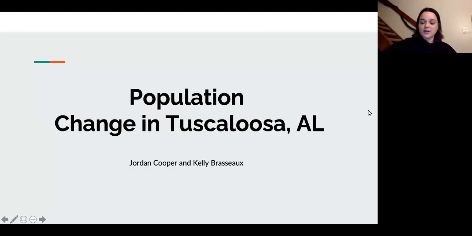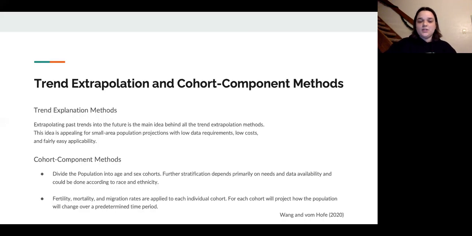All right. Hi, everybody. Today I'm going to be sharing our analysis on population change in the city of Tuscaloosa, Alabama. My name is Kelly Brasseaux, and my co-researcher is Jordan Cooper. So the methods that I'm going to be discussing today are the trend extrapolation methods of linear growth, geometric growth, the average annual actual change, and the average annual percent change. And Jordan will be discussing cohort component methods.